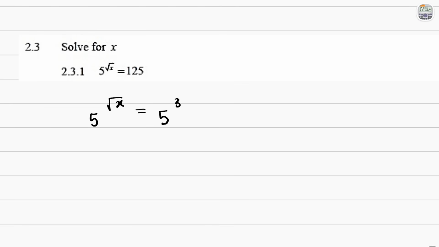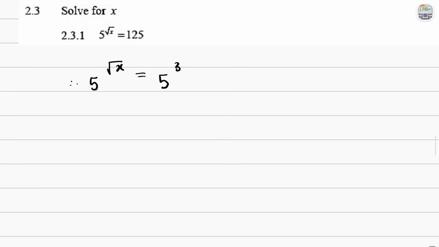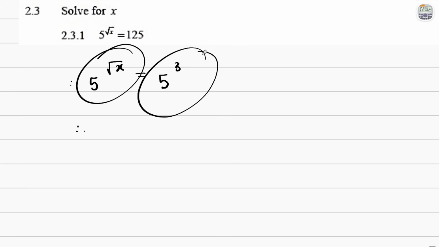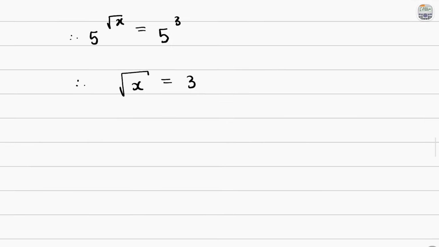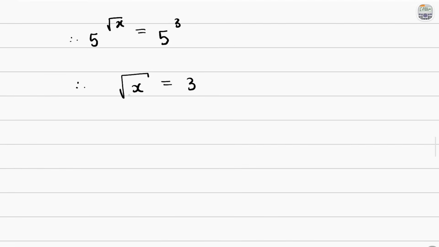That gives us 125. And now that the bases are the same, you see that to ensure that the left-hand side really is equal to the right-hand side, the exponents should be equal. So we'll just equate the exponents. So the square root of x is actually equal to 3. And then we still need to solve for x. So the square root of what is equal to 3? That is the square root of 9.